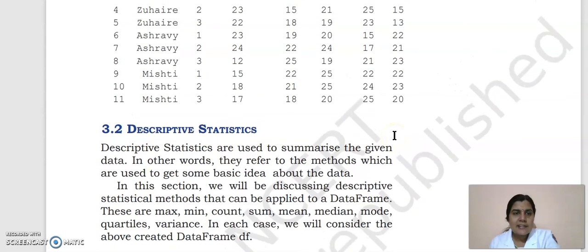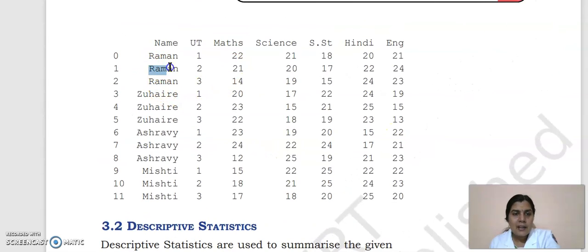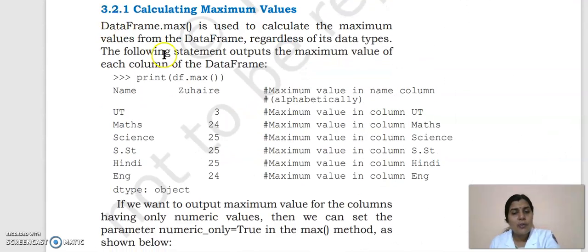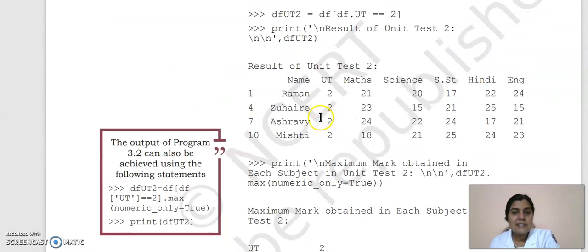So in this case the output will be Raman 2, then Suhair 2, this will be the output, then Asravi, this will be the output. So we are extracting values only for unit test 2. This is the statement to access only unit test 2: df.ut, where ut is the column label or column name, equal to 2. The condition is 2. Because we are checking a condition, we are using the double equal to sign.